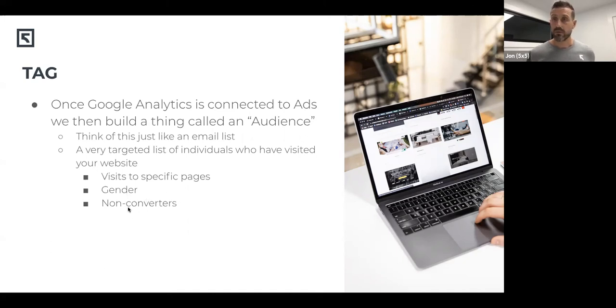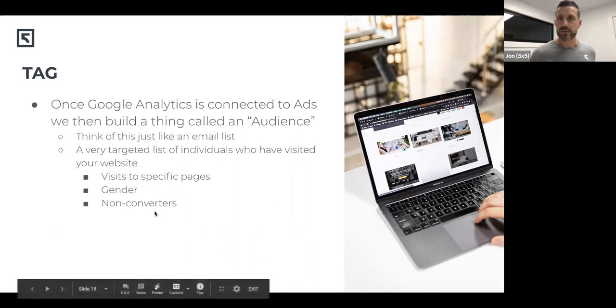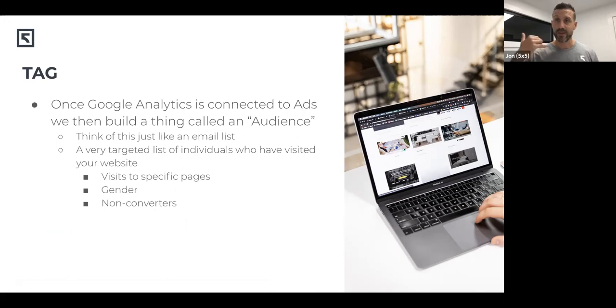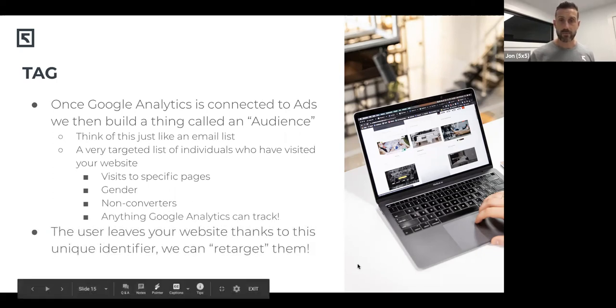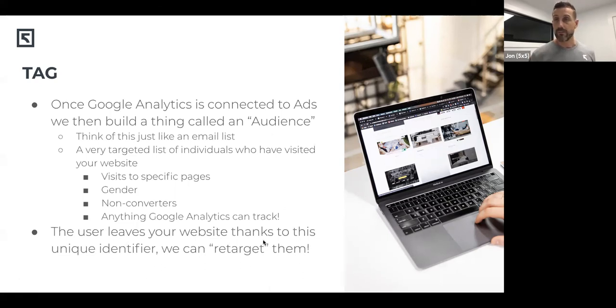And then non-converters. So say they get right up to the sales point and for whatever reason they don't take action, or they don't fill out the form, or they don't complete your briefing form or whatever. We can then build a list of non-converters to say, hey, did we do something wrong? Can we re-engage? Click here or whatever. Anything you can track through Google Analytics, you can build a list off the back of. And then obviously when the user leaves, this is the unique identifier, we can retarget them.